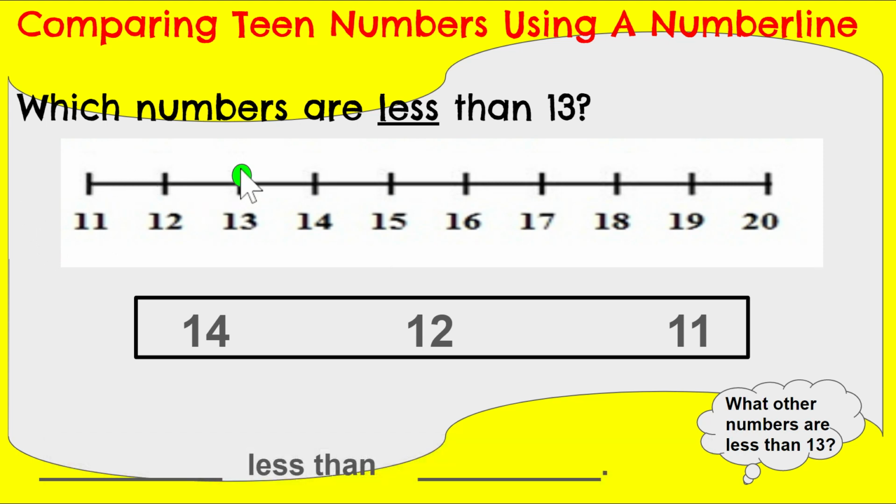That one also jumps less than. So 12 and 11. 12 and 11 are less than 13. Say that with me. 12 and 11 are less than 13. I like to see you using your math words.